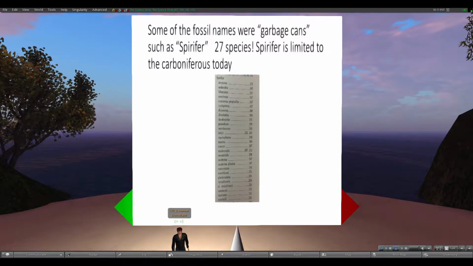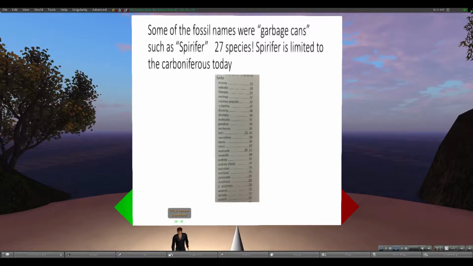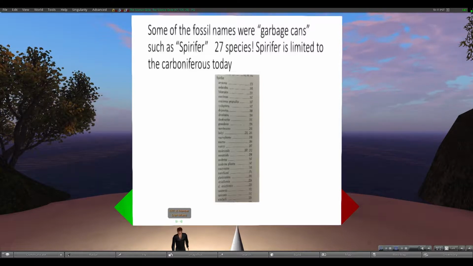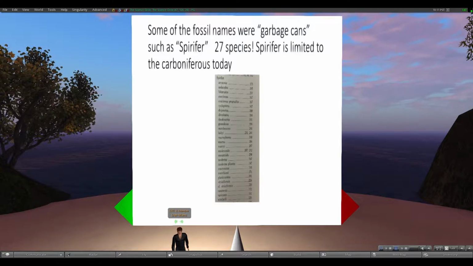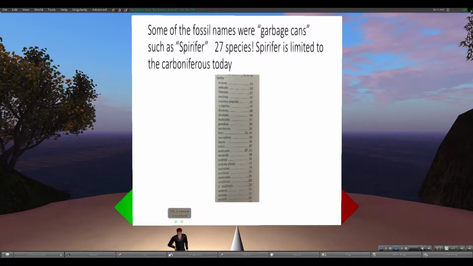Worse, this genus Spirifer, the 27 species, we now recognize probably represent 3 or 4 not only genera but also families of different types of fossils. And you might say, well, why is this important? Why?